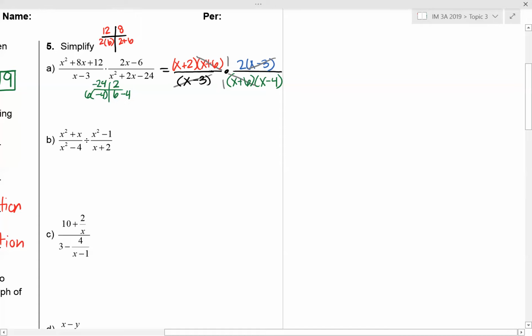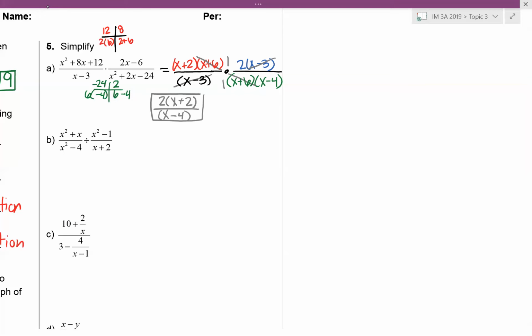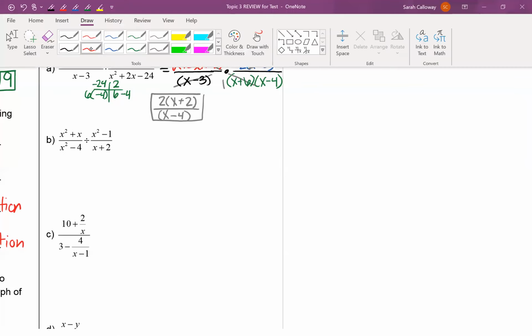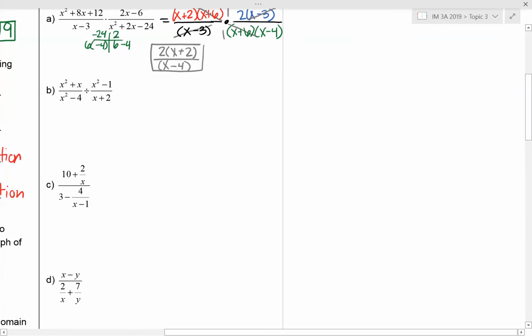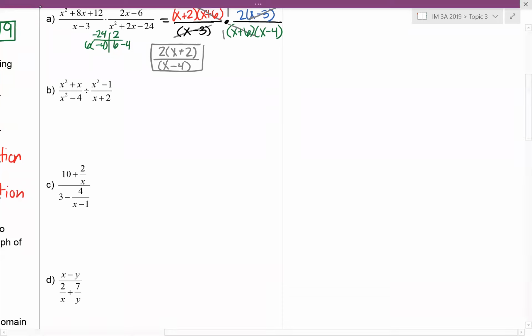So notice that our numerator is left with 2 times x plus 2, and our denominator is left with x minus 4. So when I'm multiplying, I factor and reduce. When I'm dividing, I turn it into multiplication so that I can factor and reduce.